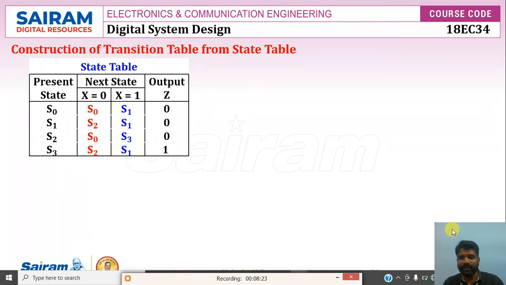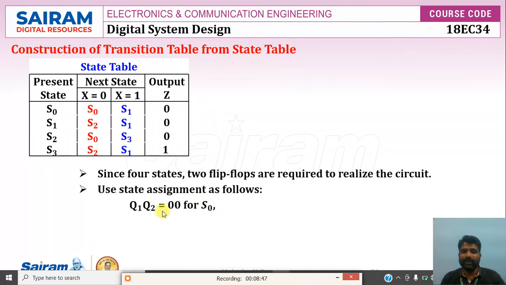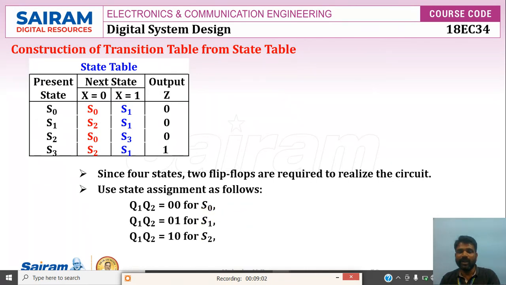Next, construction of the transition table from the state table. So this is the state table, and we follow the same procedure. Here we need four states to be represented, so two flip-flops are required to realize the circuit. Let us use the state assignment, with state variables Q1, Q2. In the Mealy model we used AB, but you can use anything. So Q1, Q2 are the state variables. 0 0 represents S0. Similarly, we assign 0 1 for S1, 1 0 for S2, and 1 1 for S3.